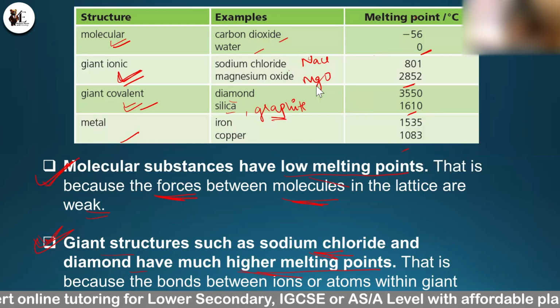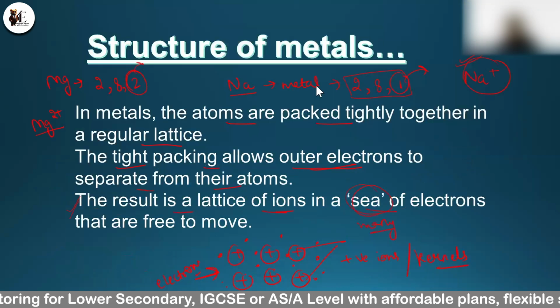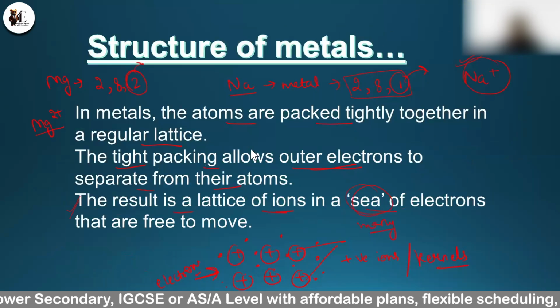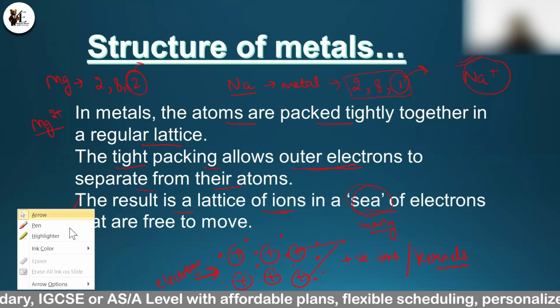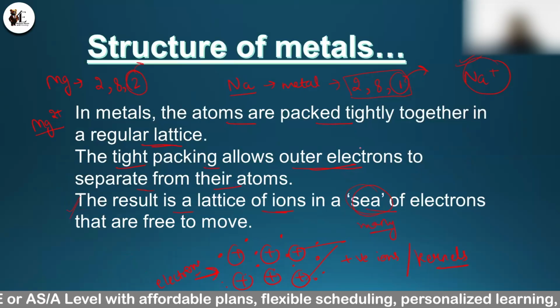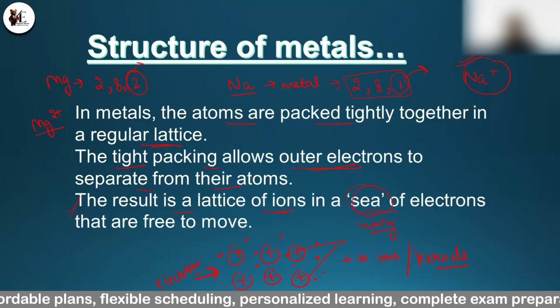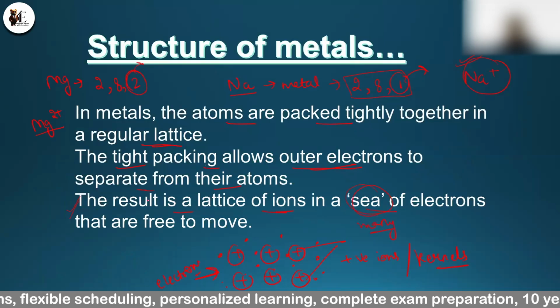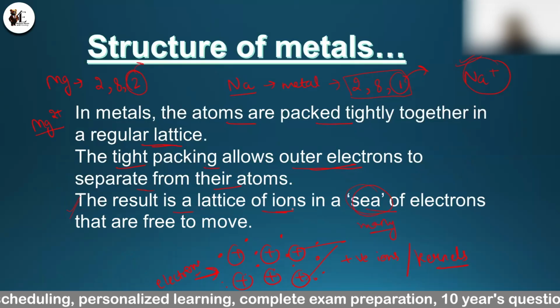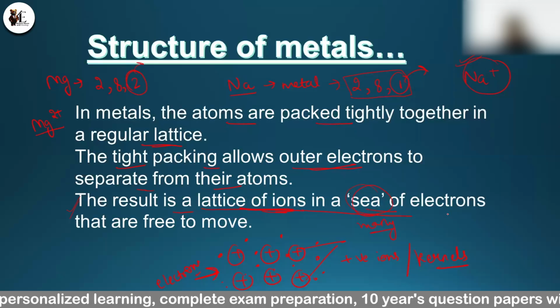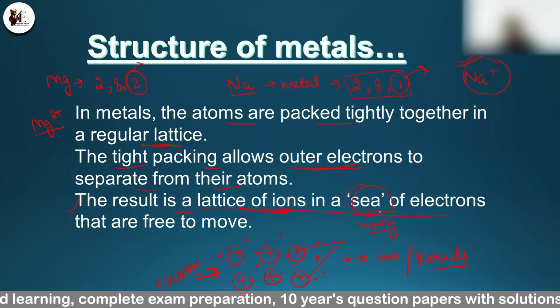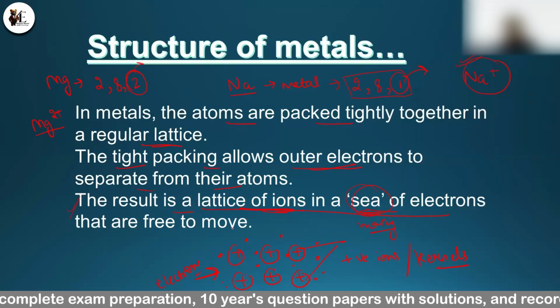Okay, next is the structure of metals. In metals, the atoms are packed tightly together in a regular lattice, and this tight packing allows the outer electrons to separate from their atoms. So the metallic structure is a lattice of positive ions in a sea of electrons. Sea of electrons means there are many free electrons which are free to move.